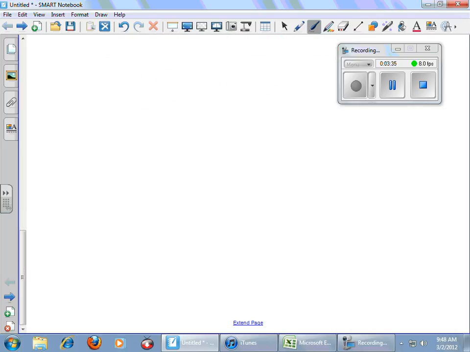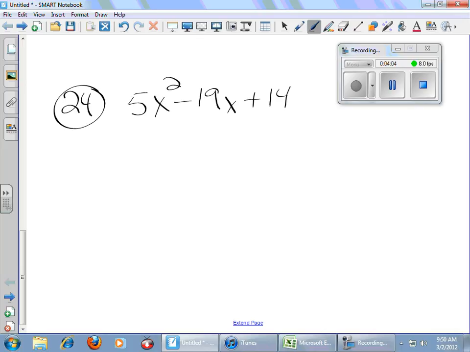Okay, so we've talked about GCF and we've talked about the difference of perfect squares. We also have to talk about the trinomial method and perfect square trinomial, and then of course grouping. Hold on one second. Okay, for this one I'm actually going to pull a problem from your homework. And I think I'm going to look at number 24. All right, so this is number 24 off your homework. So that's one less problem you have to do. It's 5x squared minus 19x plus 14.